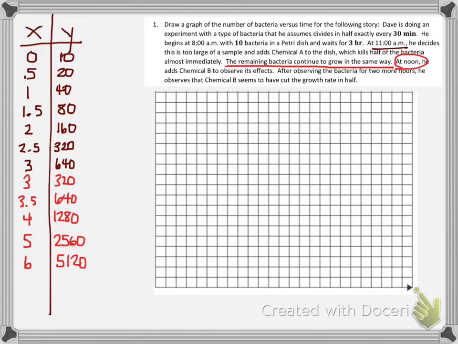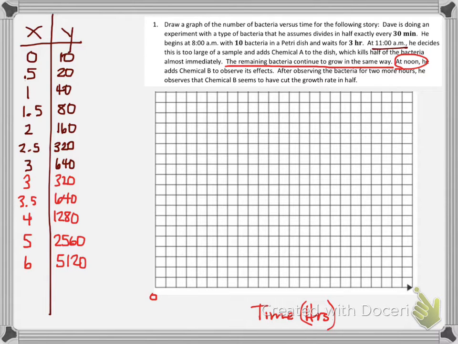So now we have a table of values, and I can see that on my x-axis, which is going to be time in hours, I'm going to list it from 0 to 6. So I just need 6 to be somewhere down here on the end.